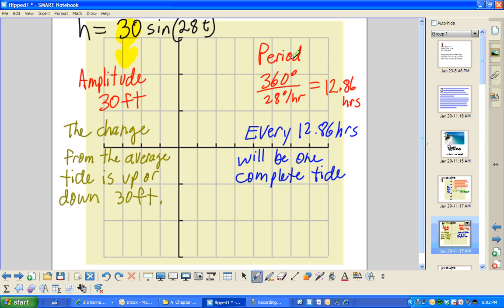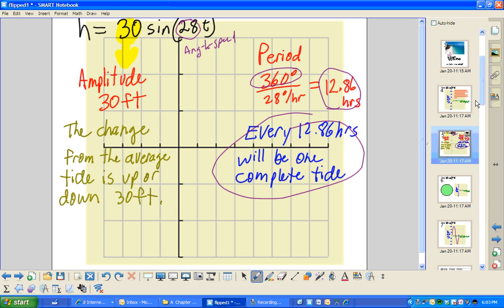The period's a little bit harder. We're going to go reverse of what we've been doing. Remember, we've named this as the angular speed. So we are going to go backwards. We take 360 degrees divided by the angular speed, and that is the period of the graph, or 12.86 hours. So one revolution of the Ferris wheel, or one full tide, tide coming in, tide going out, and back to midline, is 12.86 hours. All right, so that's what we're talking about there.